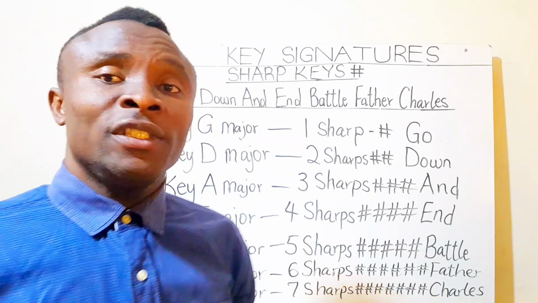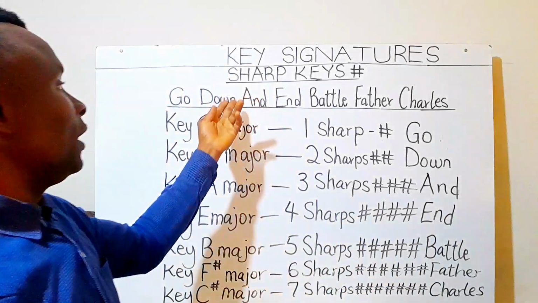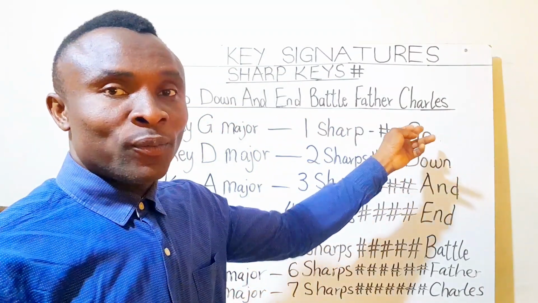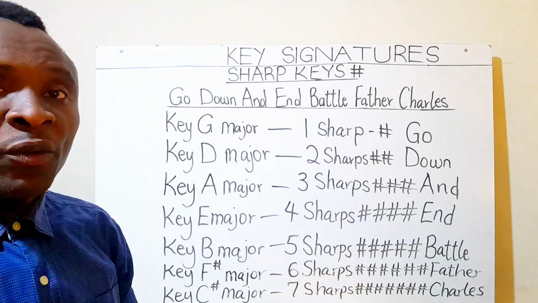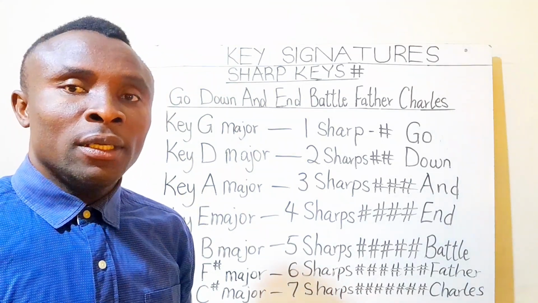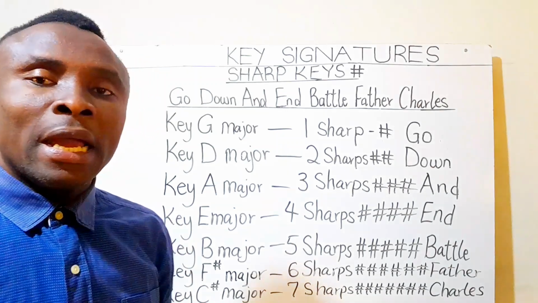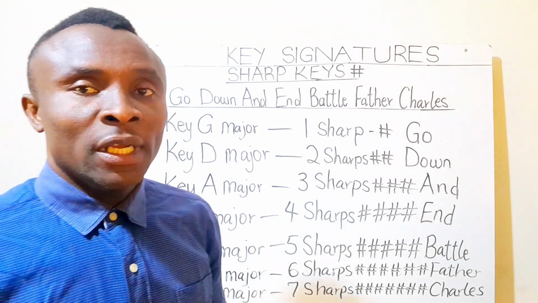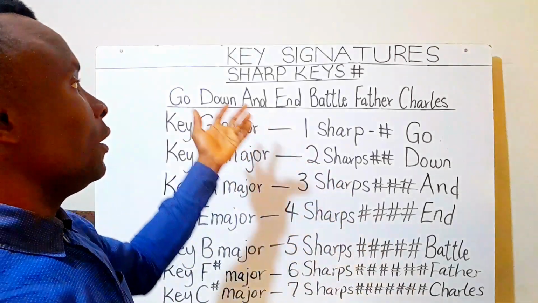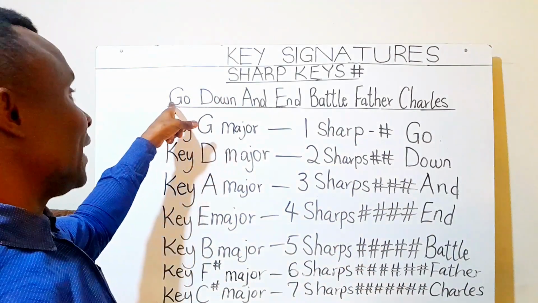Now, what is the formula for the sharp keys? As you can see right here: Go Down And Eat Breakfast, Father Charles. That is the formula for the sharp keys. And like we did in the mastery of the staff notes, scale, and formulas for lines and spaces, the most significant aspect of the formula is just the first notes or the first letters.